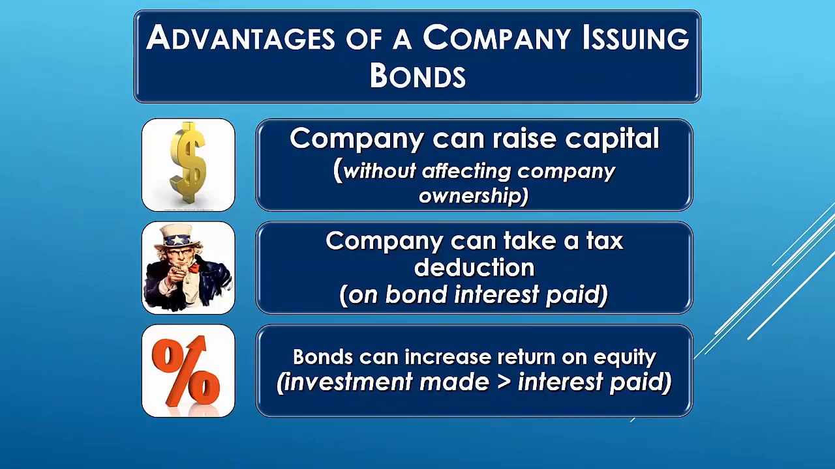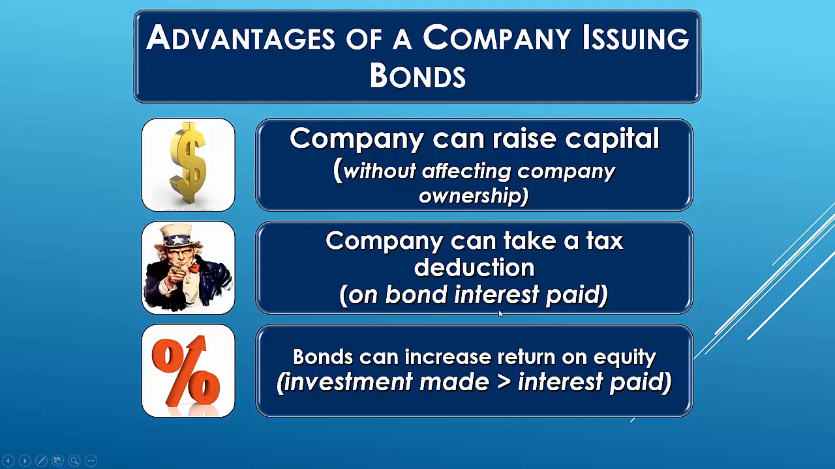Okay, so the advantages of a company or a nonprofit agency or a government agency or whoever it is, the advantages of issuing bonds is that they can raise capital without affecting the company ownership. What does that mean? Well, that means that if the company decides to go out to the stock market to raise more money by issuing more stock, they're diluting their ownership, because you know that every stock that is sold is actually like getting a piece of the ownership of that company. Okay, so if they issue bonds, they don't have to do that.